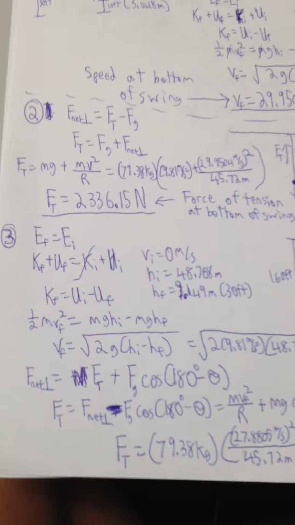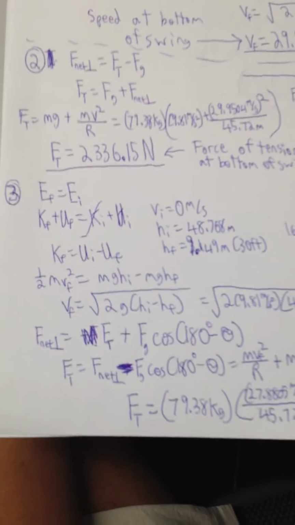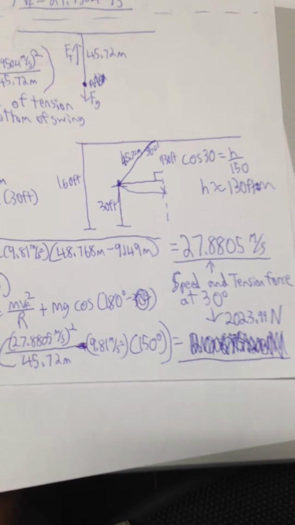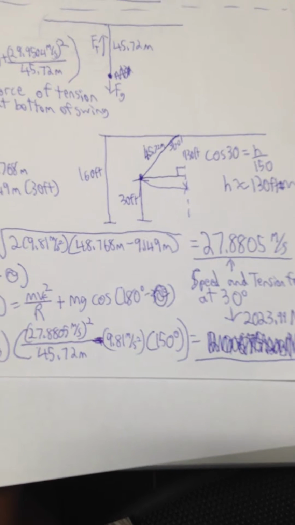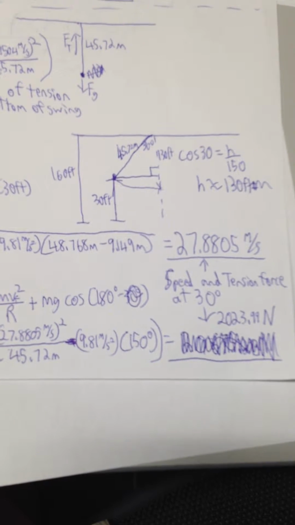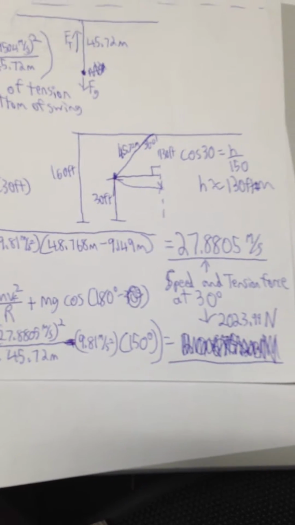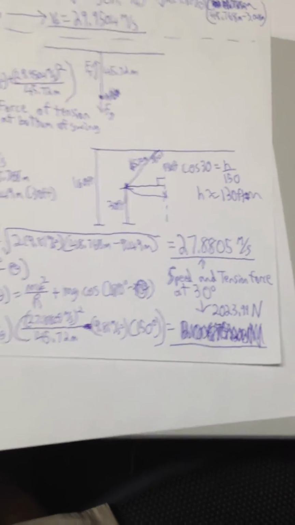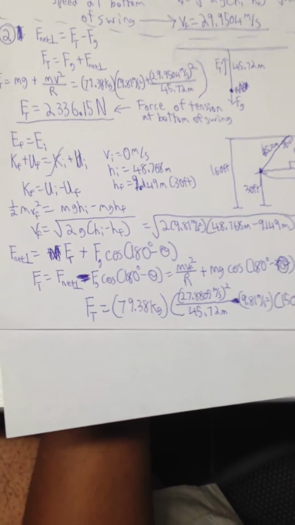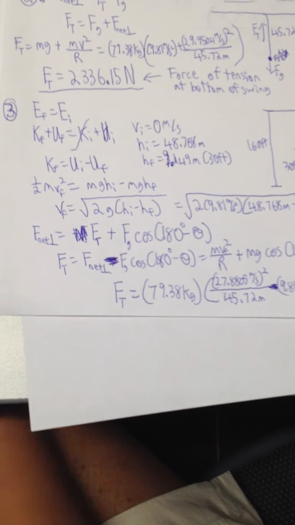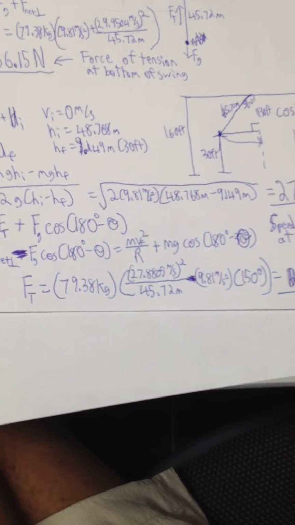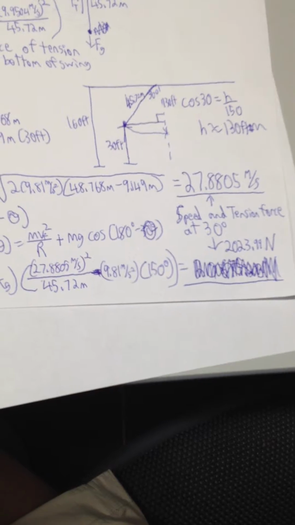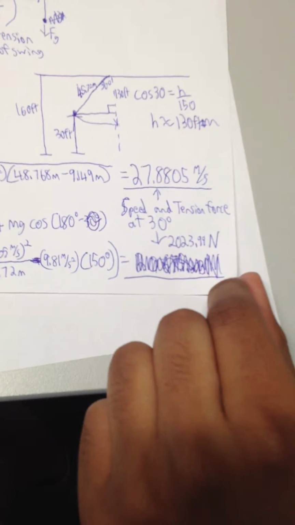So that's the tension force. And then for finding it 30 degrees away from the vertical, basically you just do the same exact thing to find the velocity, except this time your final height is equal to 30 feet because you're 30 feet away from the ground, and that was found by some trig right here. Cosine 30 equals h over 150, and then 150 times cosine 30. So find that, and then you find the force of tension, and the force of tension this time is a little different because it's at an angle. Basically, you just plug it into the equation, and you get those numbers: 27.88 meters per second and 23.99 newtons.